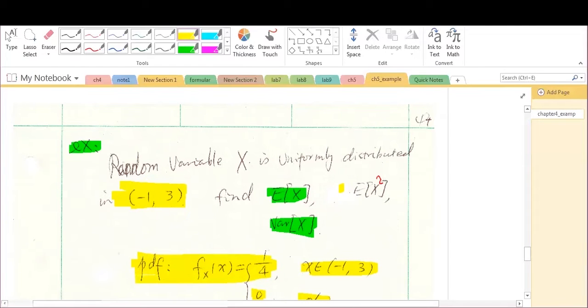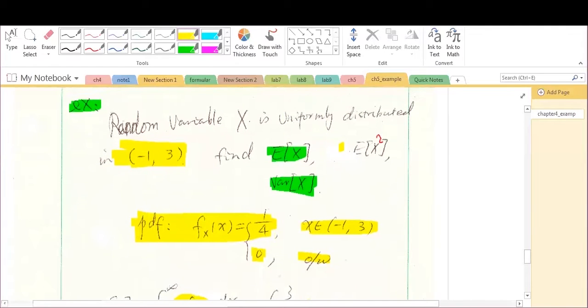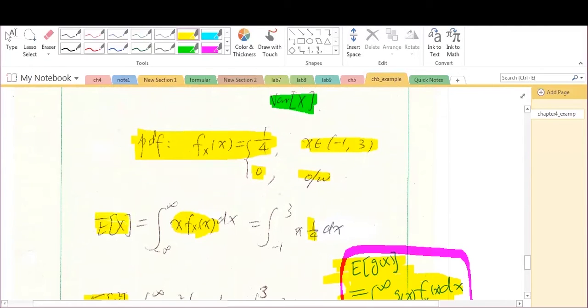To make the connection to the PDF function of a uniform distribution, we know that it has a rectangular shape. When x is between -1 and 3, it has a height, a value of 1/4. Otherwise, it's 0. How do we calculate expectations? We take the random variable x and multiply by the PDF function. We do the integral from -infinity to infinity. In this case, the values are 0 outside -1 to 3, so we only have values from -1 to 3.